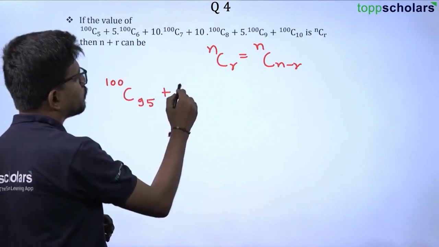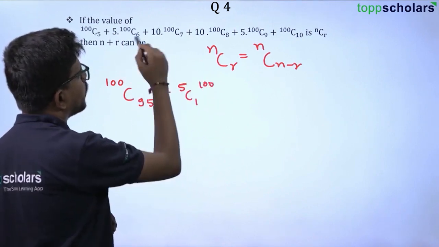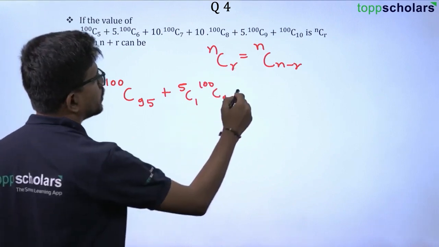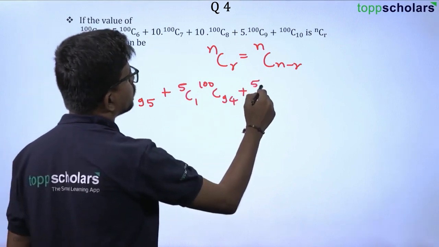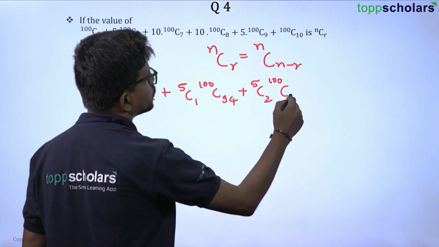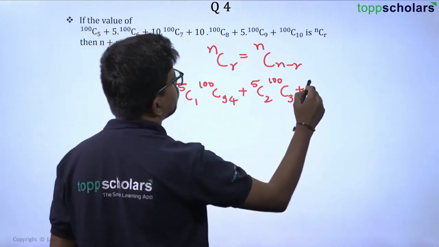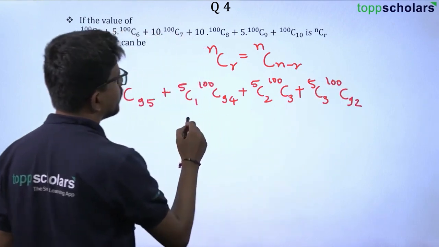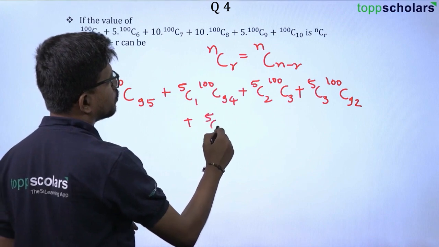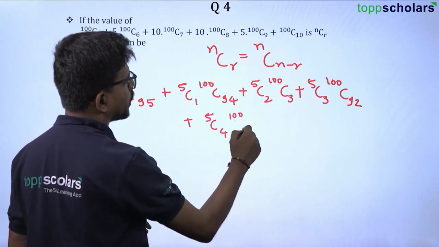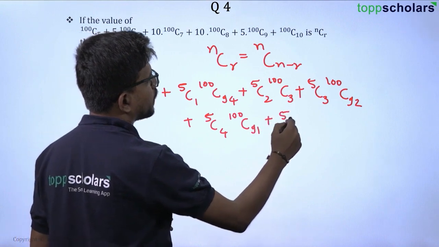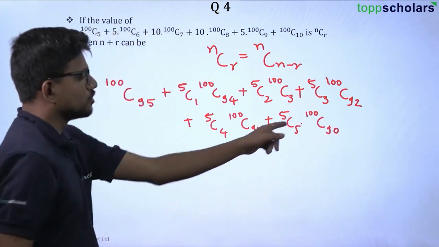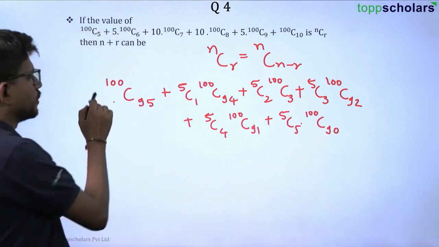Then I will write down 5 as 5C1 and 100C6 as 100C94. I am applying this formula of NCR equal to NCn minus r. And then after that 10 will be written as 5C2 and 100C7 will be written as 100C93. Then 10 will be written as 5C3 and 100C8 will be written as 100C92, right? And then after that this 5 will be written as 5C4 and 100C9 will be written as 100C91. And then after that I will write down 5C5 as 1 and 100C10 will be written as 100C90. So over here also I can write down 1 as 5C0.